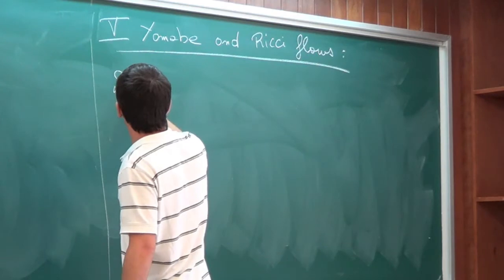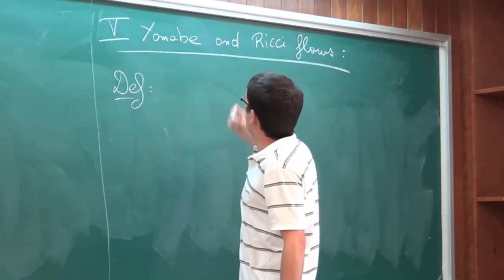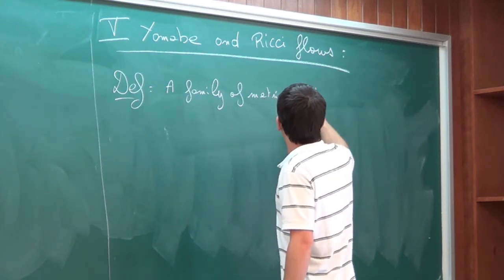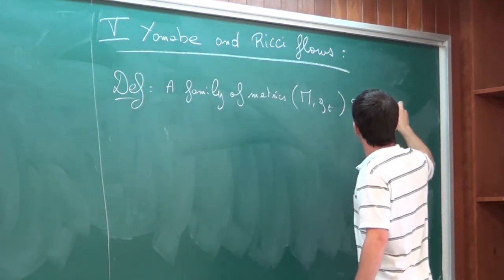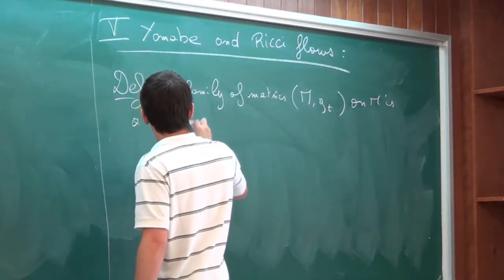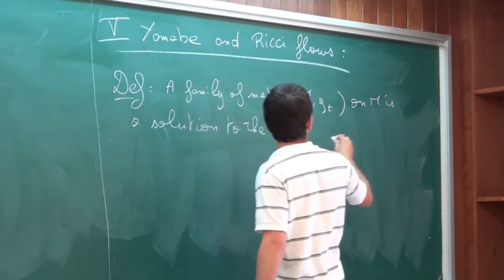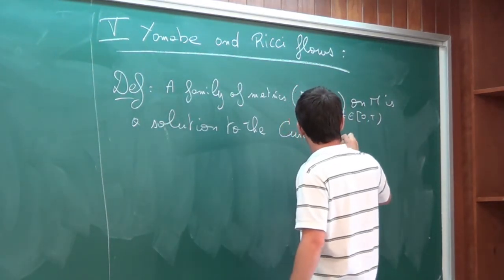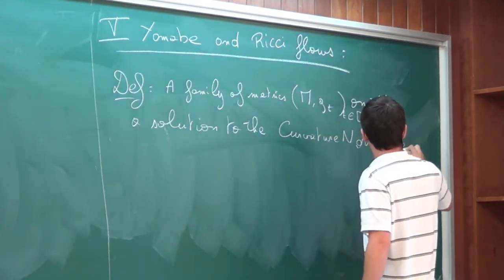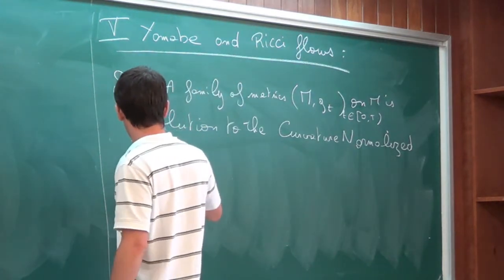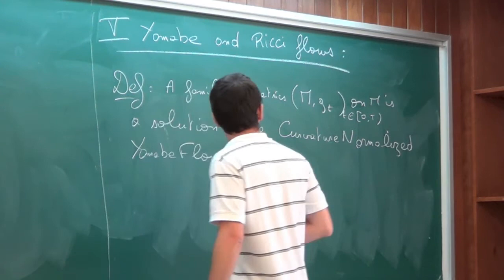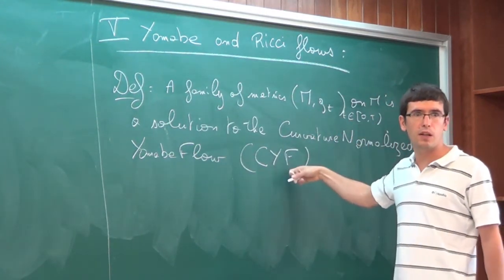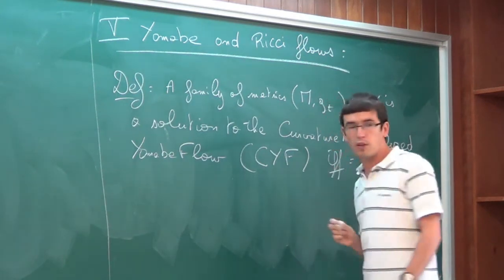Okay, so what is the Yamabe flow? A family of metrics on M is a solution to the curvature normalized Yamabe flow. So I will write CYF for short. C for curvature, Y for Yamabe, and F for flow. If and only if you have the following two conditions.